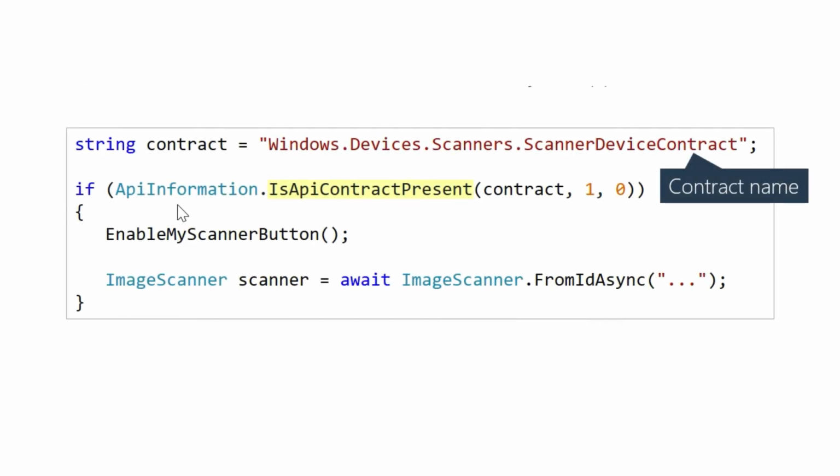Here's an example on how to do this. Again, you start with that string. So you go to the documentation and you basically copy and paste this contract name from the docs, and then you just call isAPIContractPresent, passing in that string. And again, we'll talk more about the versioning in the next section. So if this is available, if you do have the scanner API available to you, then you adapt your UI and your functionality to use these capabilities.